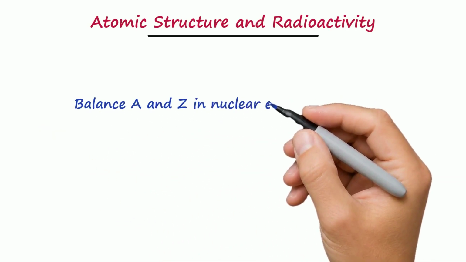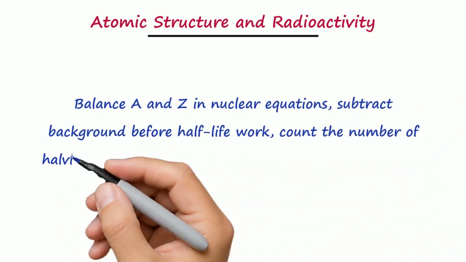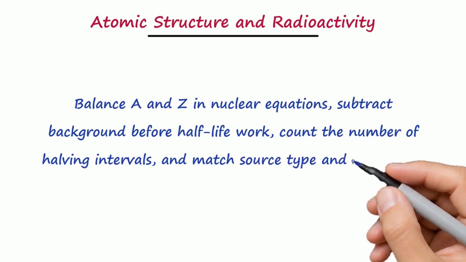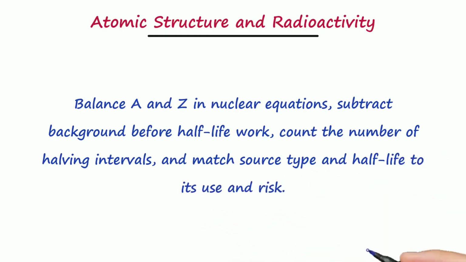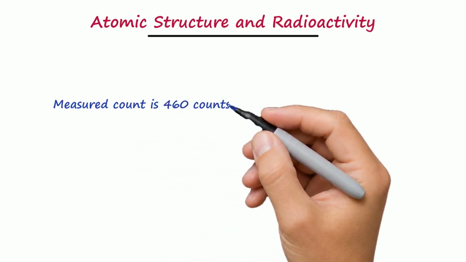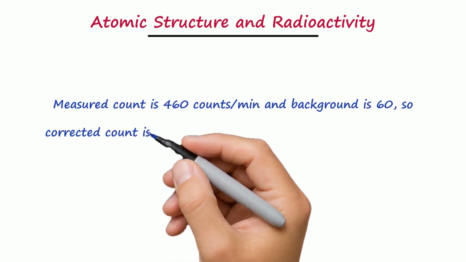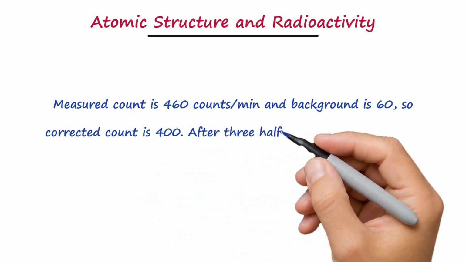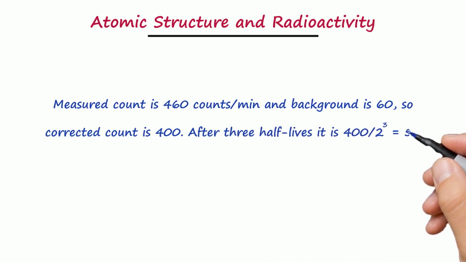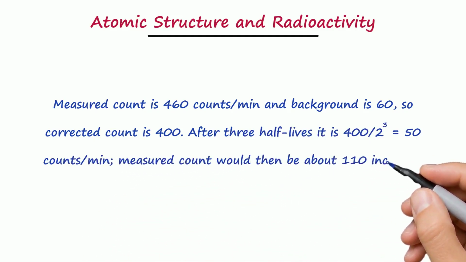Balance A and Z in nuclear equations, subtract background before half-life work, count the number of halving intervals, and match source type and half-life to its use and risk. Measured count is 460 counts per minute and background is 60, so corrected count is 400. After 3 half-lives it is 400 over 2 to the power of 3 equals 50 counts per minute. Measured count would then be about 110 including background.